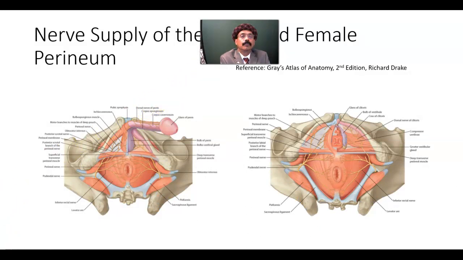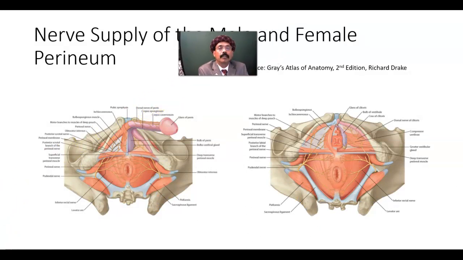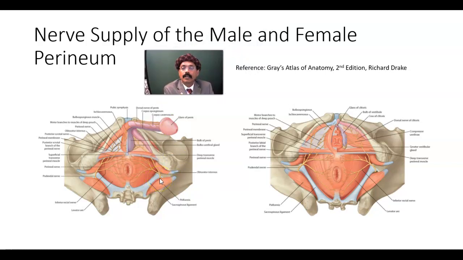Okay, so if you go to the nerve supply of the male perineum, this is the pudendal nerve, and it has the inferior rectal branch here. Then we find that it has the perineal branch here, and this is the dorsal nerve of the penis. So, three branches: inferior rectal, the perineal, and the dorsal nerve of the penis. These two are the terminal branches.